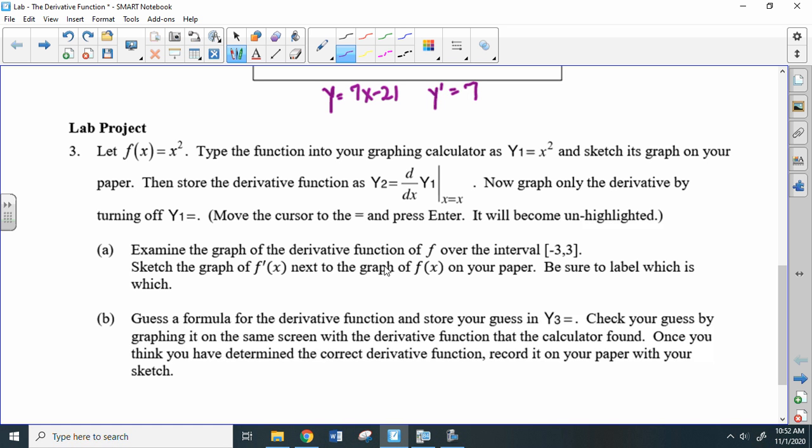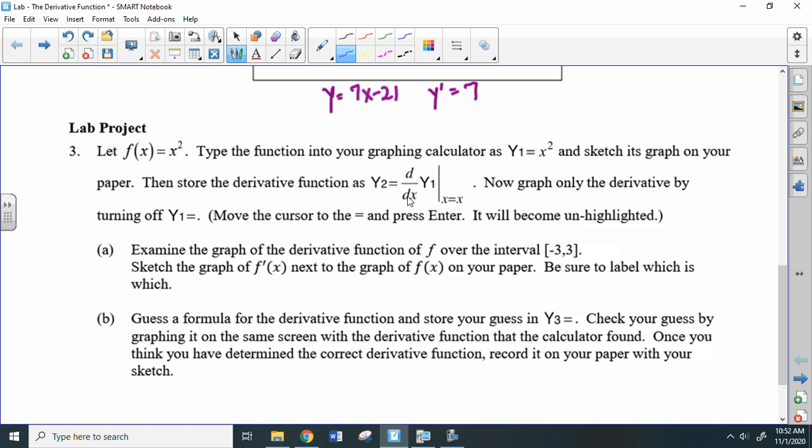When you sketch the graph of the original, you don't have to go too far outside of that domain. But you are going to have to sketch the original graph on your paper and label it as f of x equals x squared. Then what you're going to do is in y2, you're going to take the derivative of y1, so that we can graph it.